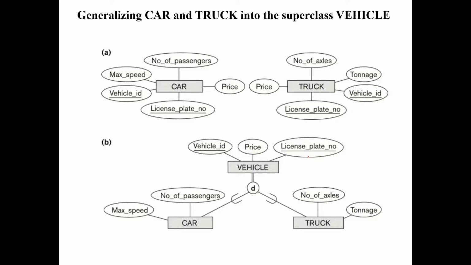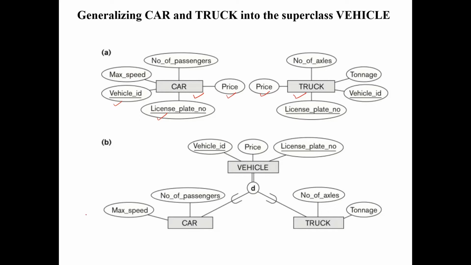The next concept is generalization. Generalization means we have two subclasses, for example, one is car and another is truck, and car has specific attributes and truck has other specific attributes. Some of the attributes, you can see, like vehicle ID, license plate number, and the price, are common in both classes. So we can create a superclass called vehicle, and we can add all the common attributes in the vehicle superclass.